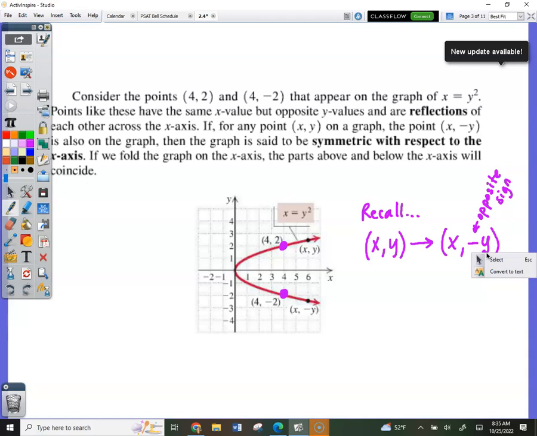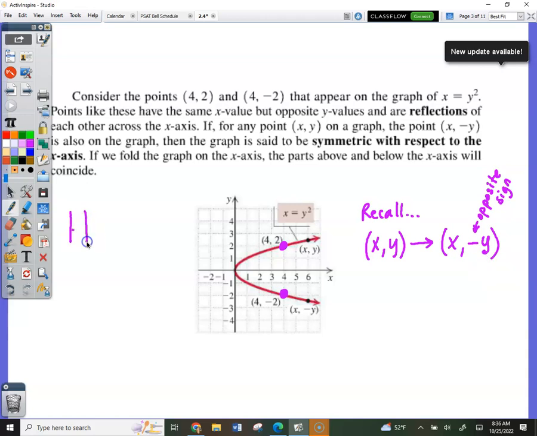If I was reflecting over the y-axis, which is the next slide, I would change the sign of x. So what would the rule be without going to the next slide and looking? What would the rule be? Negative x, comma, y. Let's take some notes before we switch to the next slide.